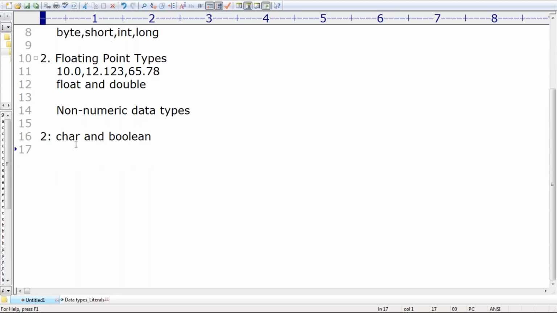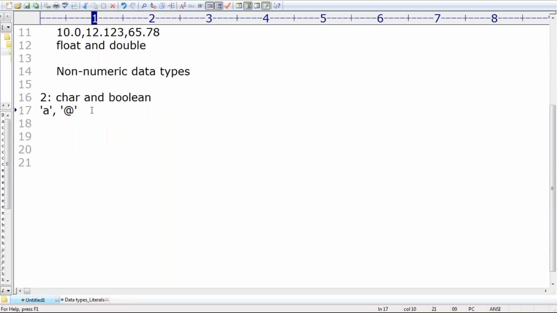The first one is char. The second one is Boolean. Remember that. What is char? Very simple. Char and Boolean. If you want to represent characters, like a, or at the rate, a character, then we can go for char type. To represent character types, we should go for char.